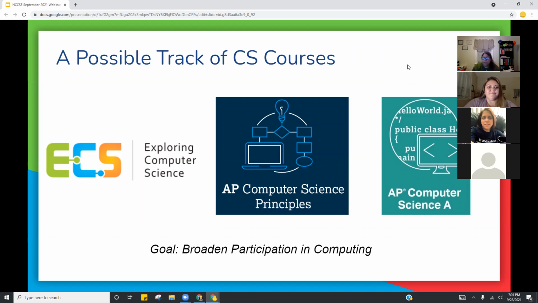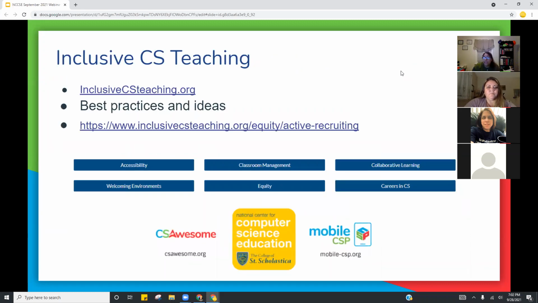And the other thing about this possible track, definitely looking at grades 8 through 12, could go as low as 7th grade, really a focus on the high school level of students. So the Inclusive CS Teaching Site is a resource that I wanted to just briefly share with you about where you can go for information on recruitment. The National Center for Computer Science has created this website. You are welcome to visit it, inclusivcsteaching.org.